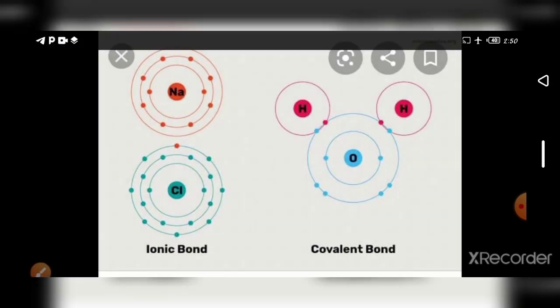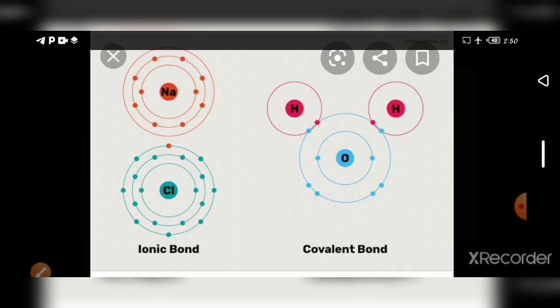Okay, next we go to ionic and covalent bond. I already showed this, so draw it in your note, and you can verify how it will be formed one more time.